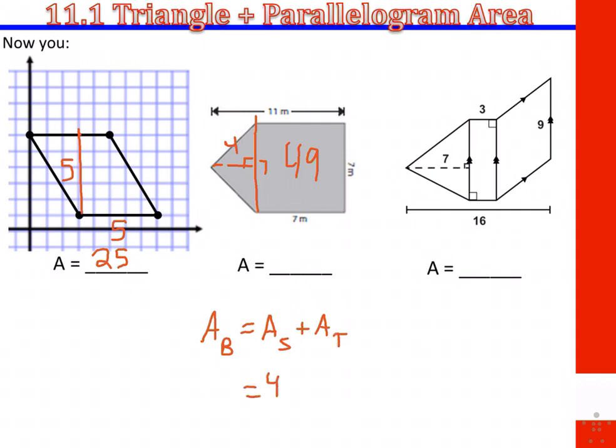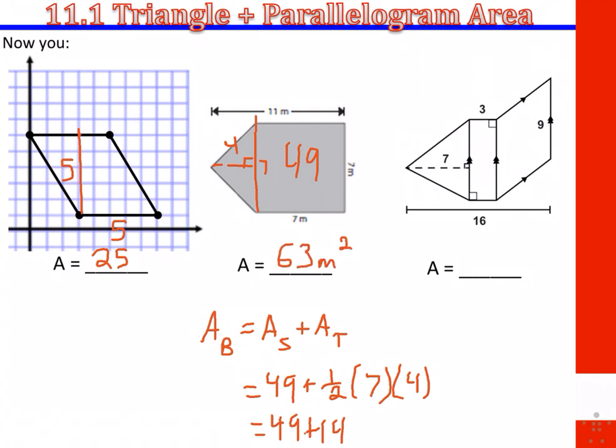The area of the square is 49. The area of the triangle is, let's see, 1/2 base, in this case 7, and height is 4. That's 28 times 1/2, or divided by 2, so 14. So 49 plus 14 gives me an area of 63 meters squared. Remember, whenever you're given units, you should totally use them. Here we're told that things are in meters, so we know the area is going to be meters squared.